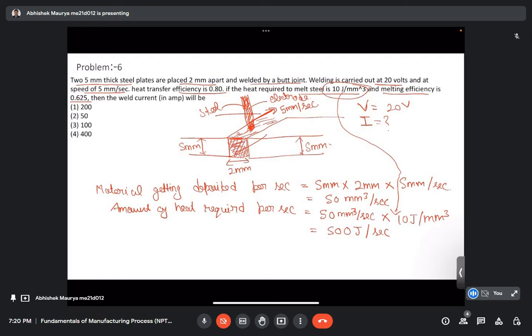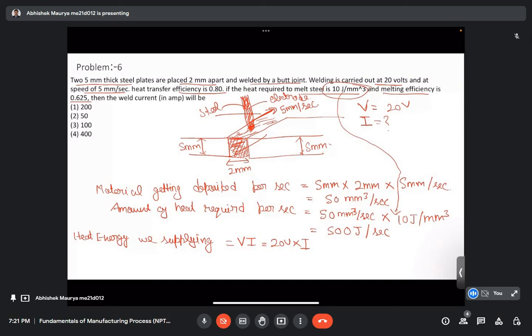And how much heat energy we are supplying can be calculated. The heat energy we are supplying will be equal to V into I, or 20 volts into I. We don't know I, that we have to find out, so I am keeping I as it is. So the energy which we are supplying comes out to be 20 I.